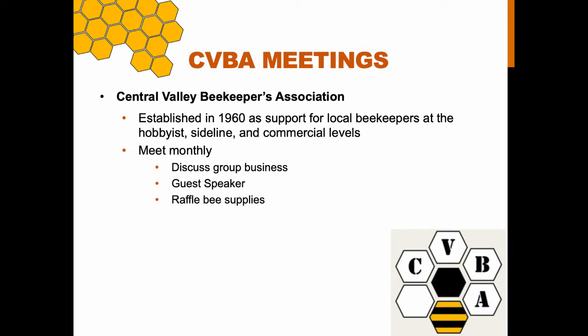The first of which is Central Valley Beekeeper Association Meetings, the CVBA. This was a group that was established in 1960 as sort of a spin-off of the California Beekeepers Association. And their main purpose is to support local beekeepers at every level, what they call hobbyists, which would be somebody who has a handful of backyard bee hives, up to commercial people who have several thousand hives. I'm honestly not sure what a sideline beekeeper is, but we'll find out.